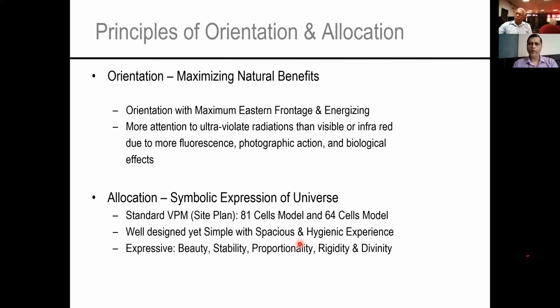Let's now discuss the orientation and allocation aspects. The key objective of orientation is to maximize the natural benefits, primarily from sunlight and wind energy. We find different approaches mentioned within the different styles of architecture to optimally utilize these natural amenities. The core allocation concept of Vastushastra, the Vastu Purusha Mandala, technically refers to the standard site model.